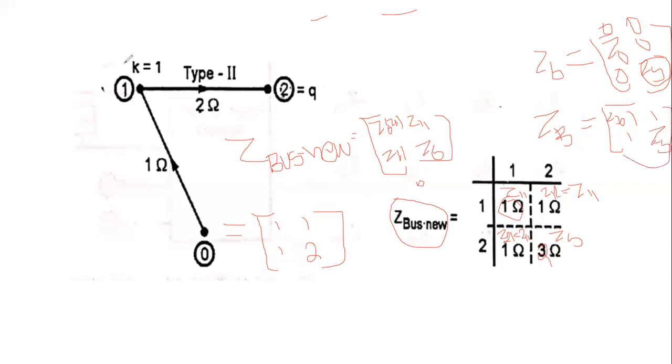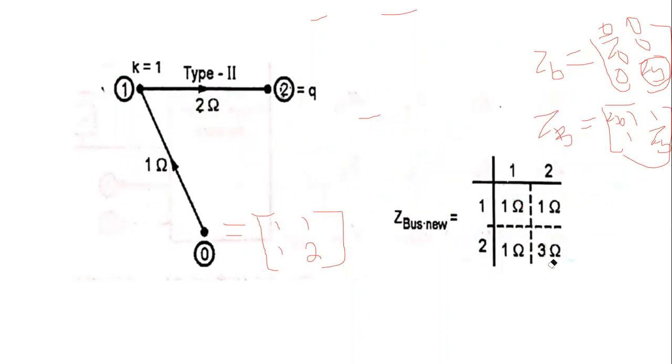This is the type 2 modification. The element is added in between the old bus and the new bus. This type of addition and this type of step is called the type 2 modification. Understand my next type 2 modification.